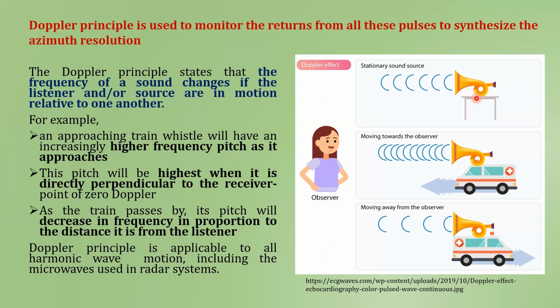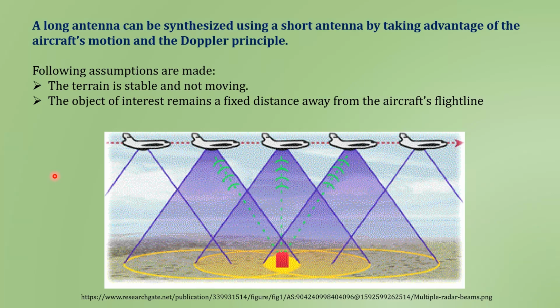Here also, the Doppler effect is explained. In the case of a stationary sound source, the observer will receive a constant frequency. But as the source is moving towards the observer, the frequency increases, and as the source is moving away from the observer, the frequency decreases. And this Doppler principle is applicable to all harmonic wave motion, including the microwaves used in radar systems. So, in the synthetic aperture radar, a long antenna can be synthesized using a short antenna by taking advantage of the aircraft's motion and the Doppler principle.